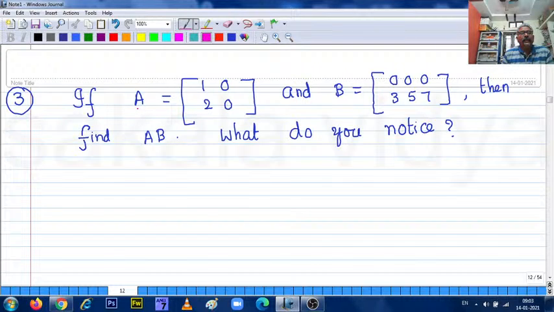Now A is [[1,0],[2,0]] and B is [[0,0,0],[3,5,7]]. A is a 2 by 2 matrix; B has 2 rows and 3 columns, so it is 2 by 3. You check now: the number of columns of A is equal to the number of rows of B, so they are conformable for multiplication. We can multiply, and the order of the product AB will be 2 by 3, with 2 rows and 3 columns. First we need to visualize it.